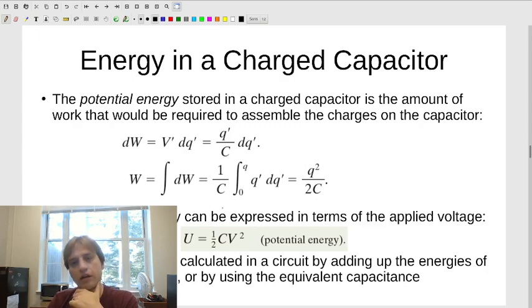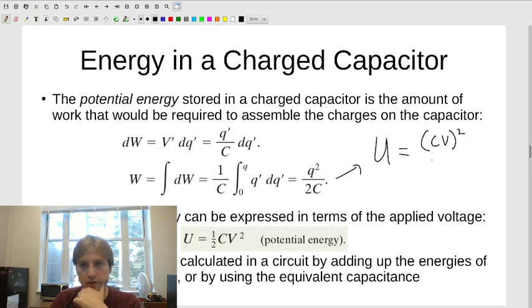Now, in terms that we can measure in a circuit, it's more convenient for us to say that the potential energy depends on C and V squared. And remember, all I did there was say that work, which is U at the end of the day, equals C times V squared over 2C. Then I square these out, so this is C squared times V squared, and then U is just 1/2 CV squared. Okay, so that's where this comes from.